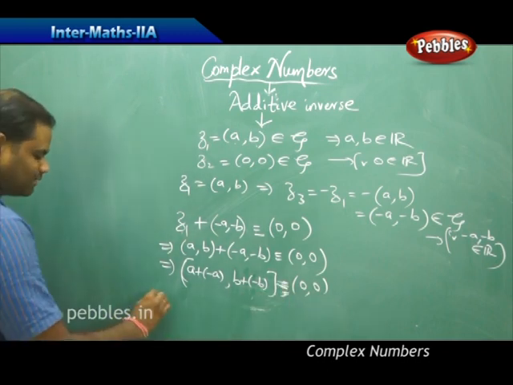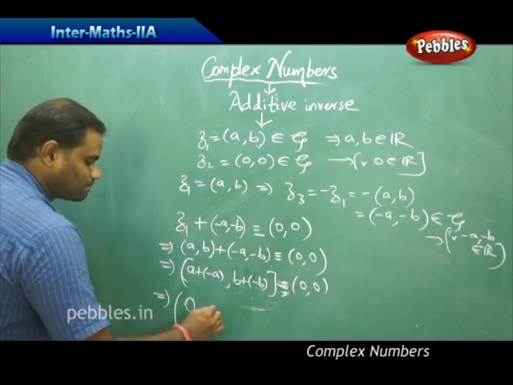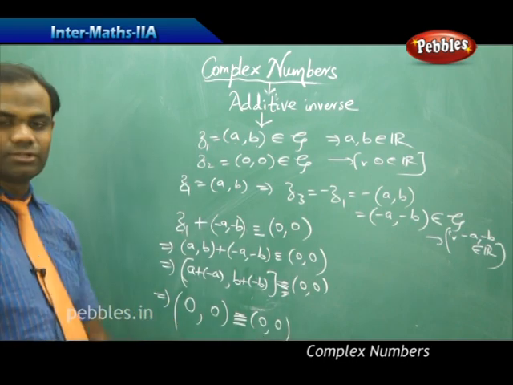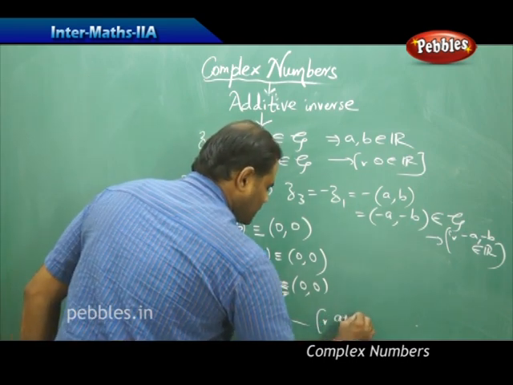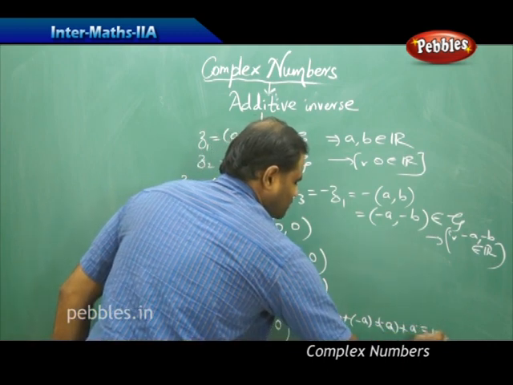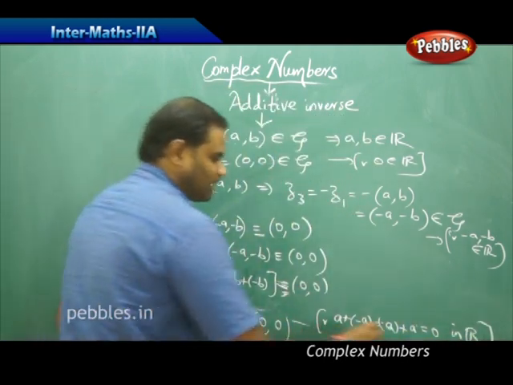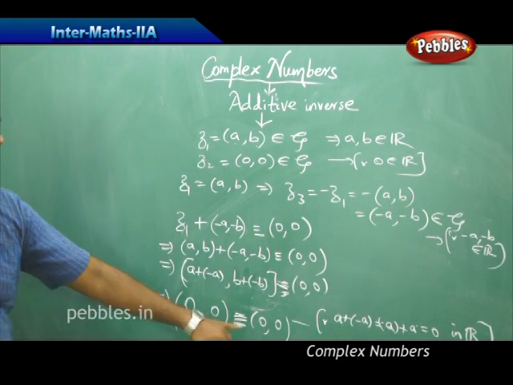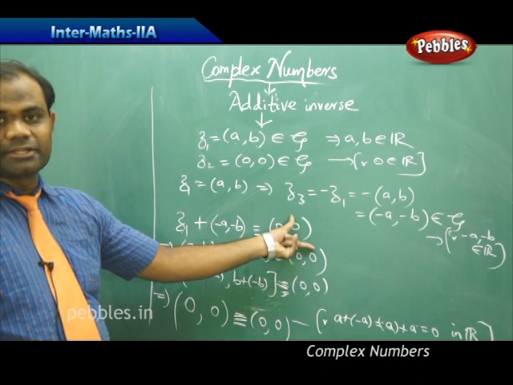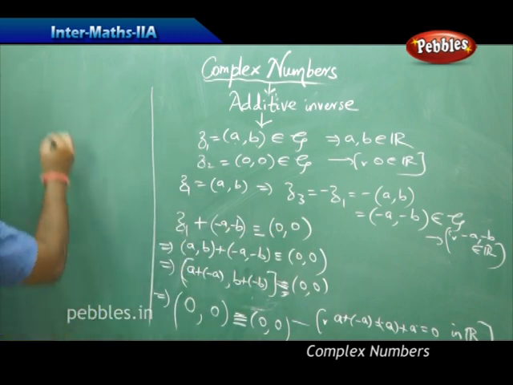And then a minus a, or a plus minus a, is 0 in the real number system, so this is exactly identical to (0, 0), since a plus minus a equals minus a plus a equals 0 in the real numbers. In all real number systems we have this, and therefore this is identically equal to this. That implies the element which generates the additive identity is called the additive inverse of z1.